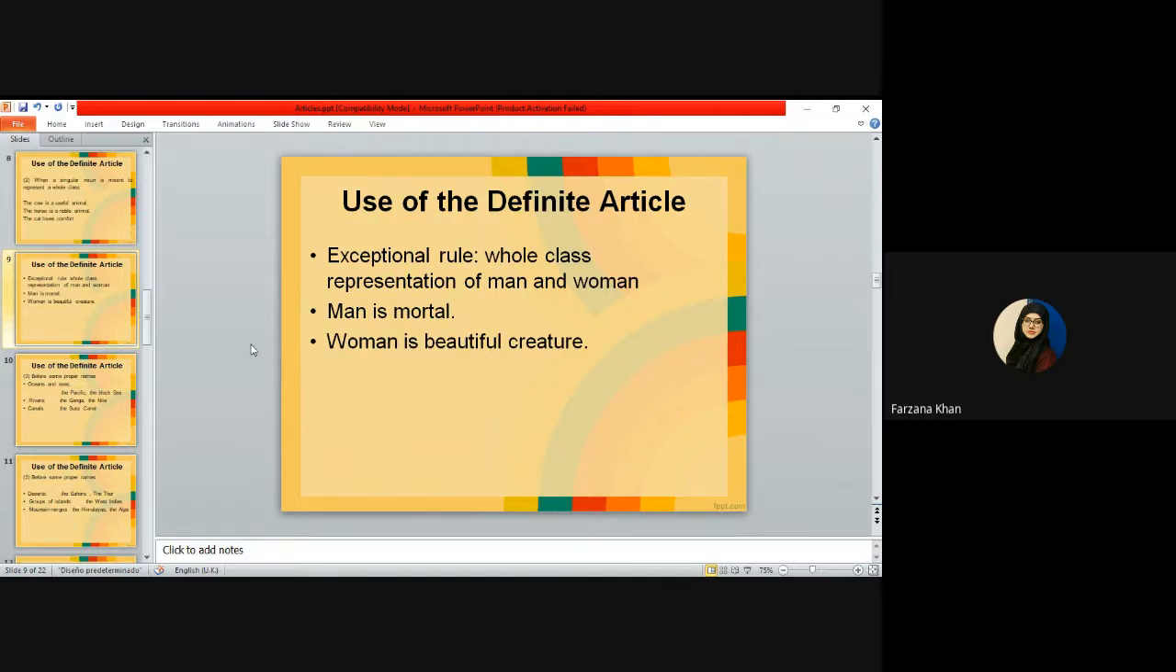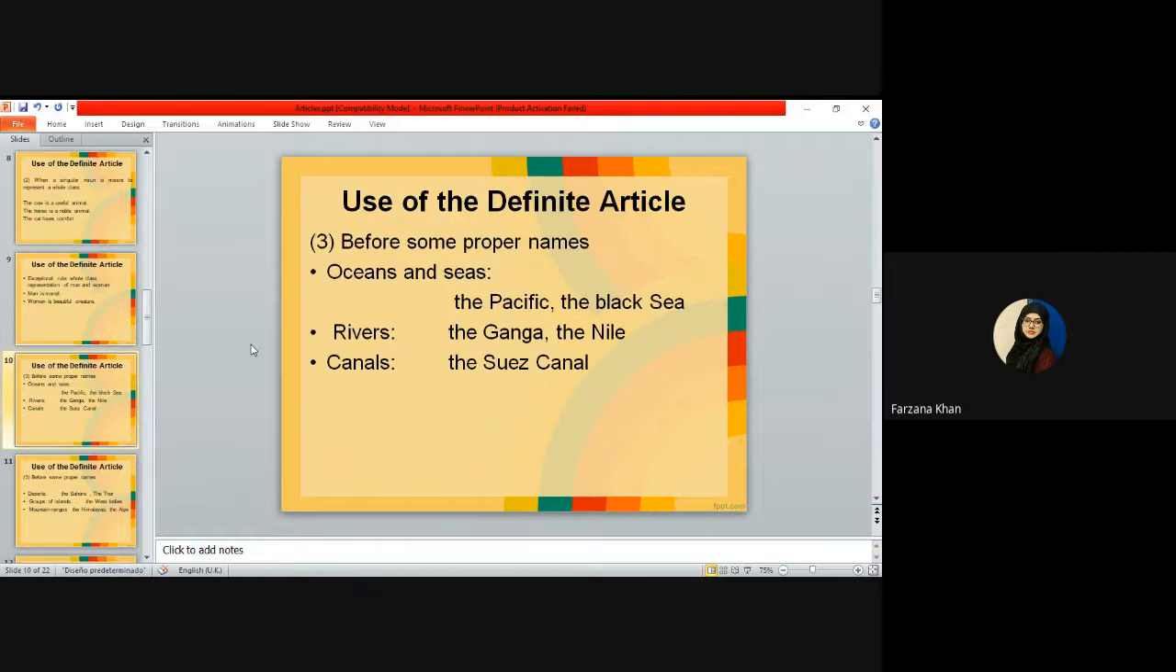So let's move towards the other rule of using the definite article. Well, rule number 3. The definite article is used before some proper names. Keep it in your mind, this is not all proper nouns. The definite article is not used with all proper nouns, right? It is used with some proper names. So, what are those proper names?